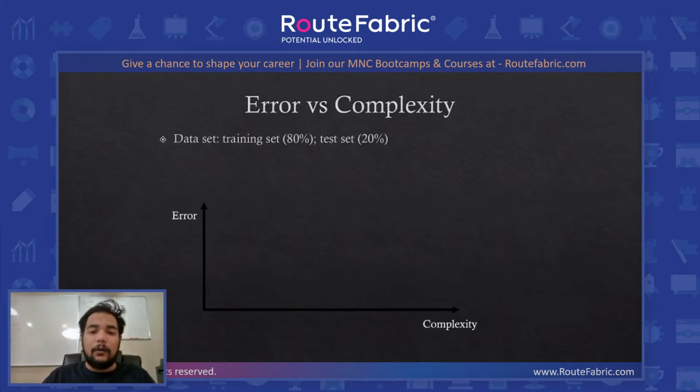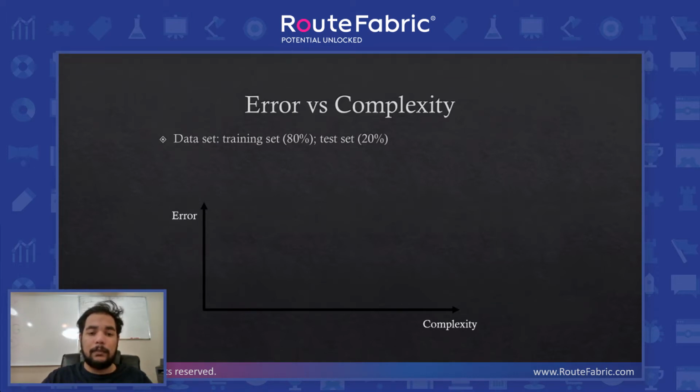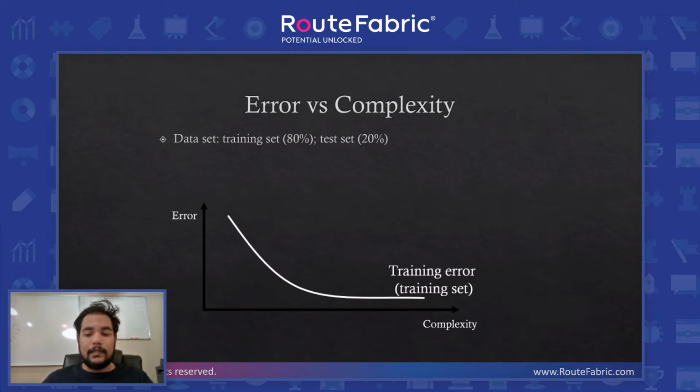Now let us look at the errors versus the complexity in supervised learning. Usually in supervised learning, we split the data set in an 80-20 split. Sometimes we also do a 70-30 split for a good amount of training and testing data. As the complexity increases, the training error decreases. But as the complexity increases, the chance of overfitting error increases as well.